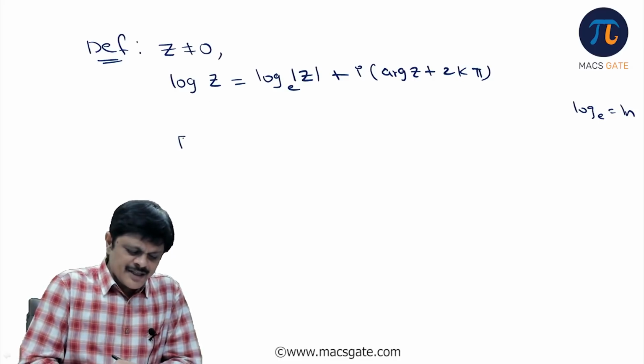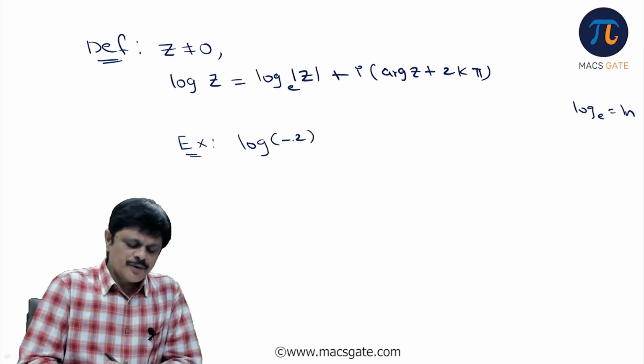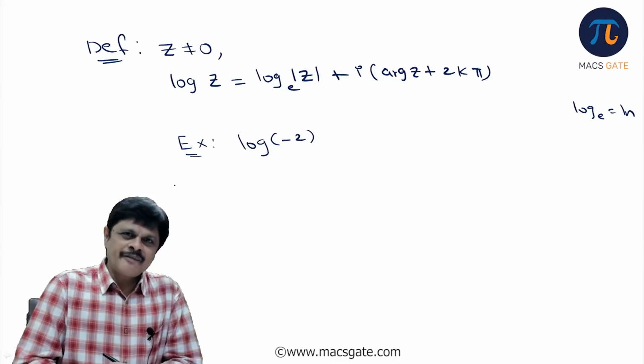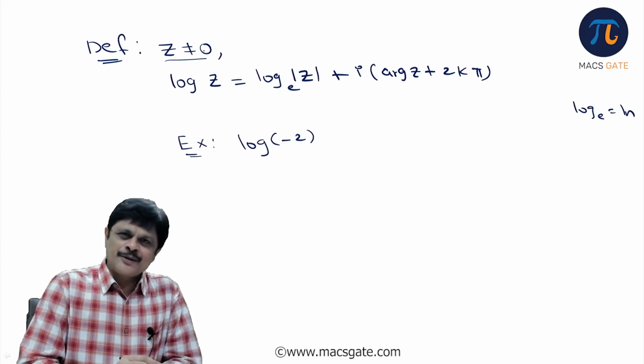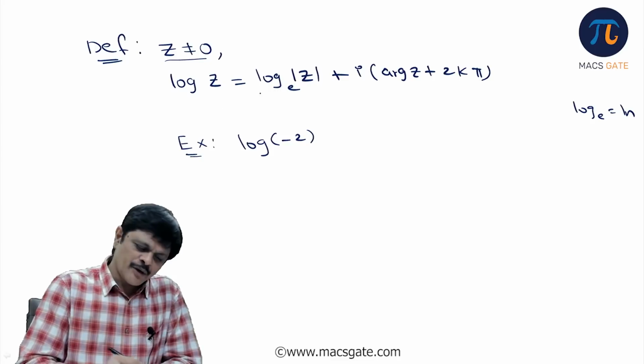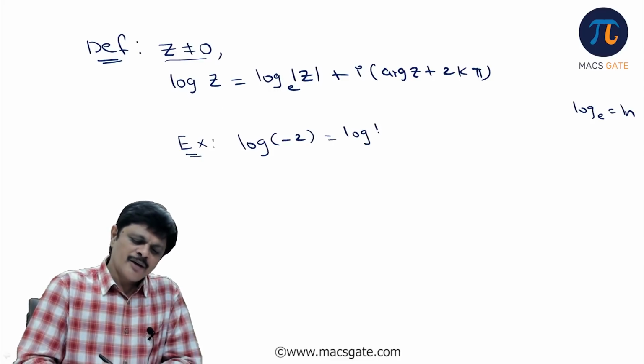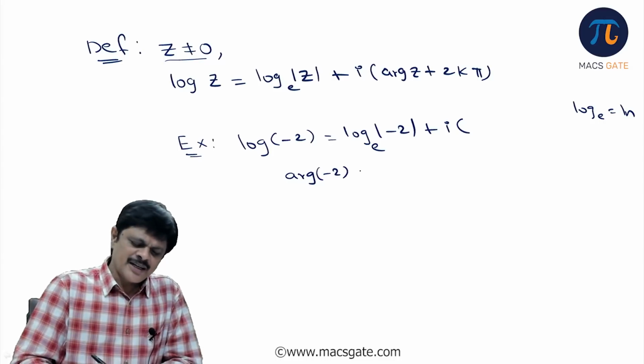Now let us see one interesting example. Log of minus 2. Now immediately you say log is not defined for negative values. But when you consider complex calculus, log is defined for negative values. Only it is not defined for Z equal to 0. So log of minus 2, according to this definition, is log mod minus 2 to the base E plus I times, what is the argument of minus 2? Principal argument, let us write.